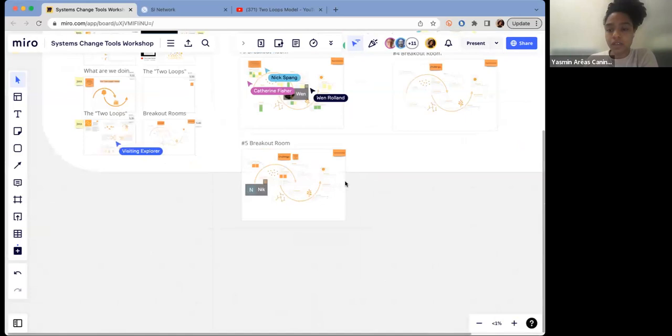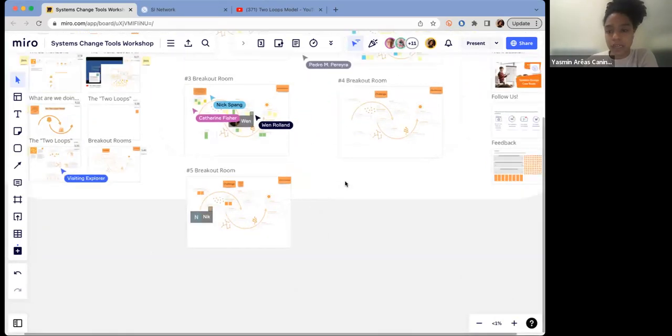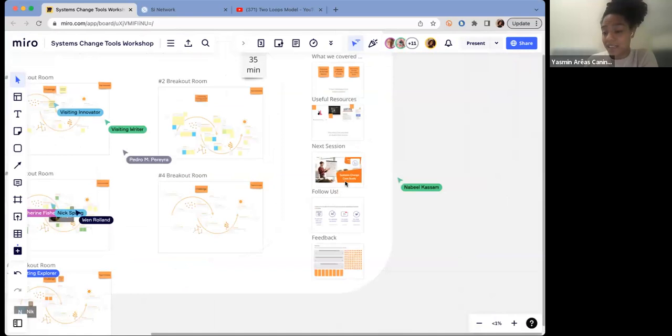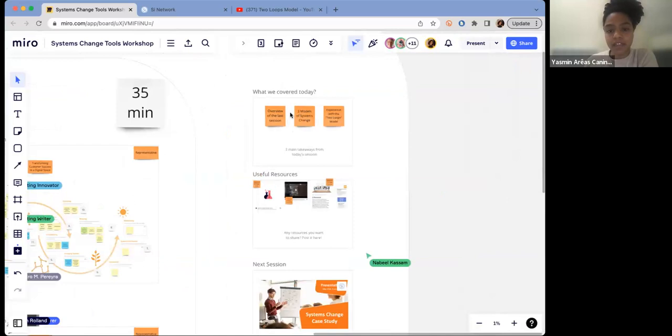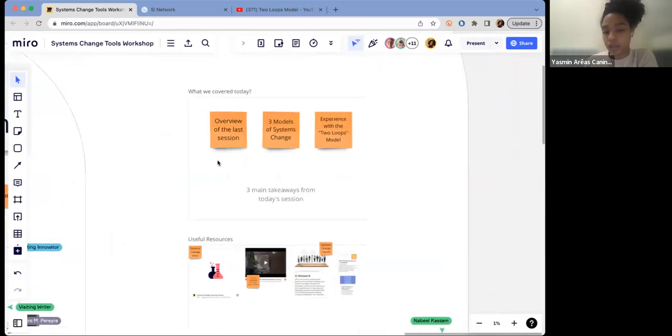Okay. So thank you very much, everyone, for being here and for participating in another learning session with us. So the main topics that we covered today: the overview of our last session, then the presentation of the 3 modules of systems change, and a bit of an experience of the 2 loops module as we did in the breakout rooms. So here, if you want to identify any takeaways that you think are relevant for other people to know, you can put up your stickies here. And we always read this part afterwards, okay?